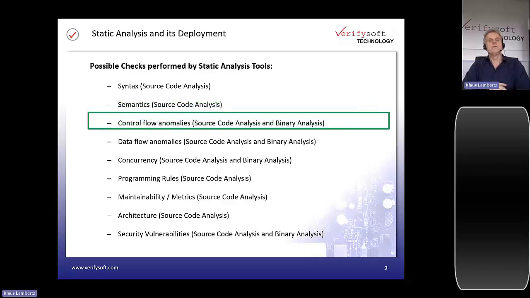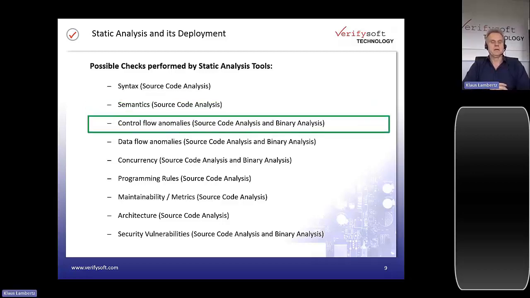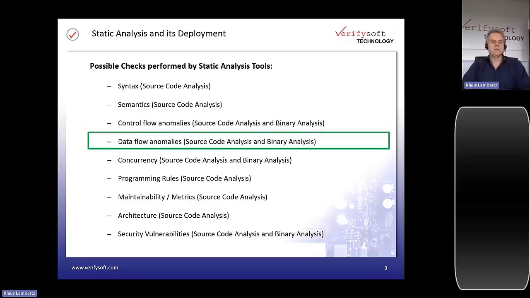Then we have control flow problems like unreachable code, like jumps into or out of loops, and data flow anomalies such as uninitialized variables, for example.